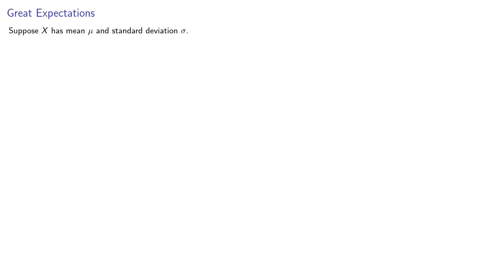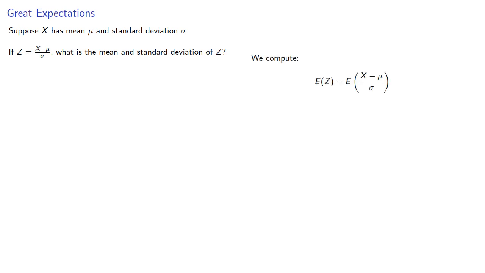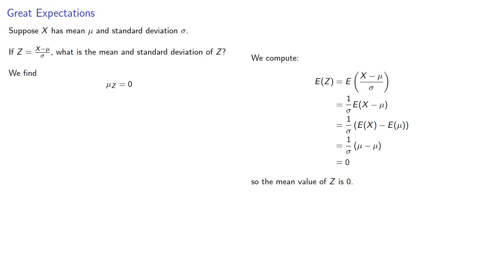Suppose x has mean mu and standard deviation sigma. If z is the normalized value of x, what's the mean and standard deviation of z? We can find the expected value of z, and by the linearity of the expected value we get E[z] = 0, and so the mean of z is 0.